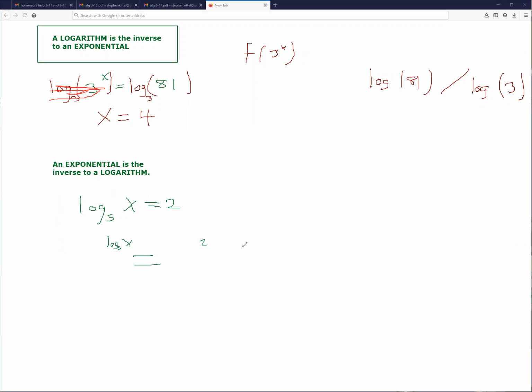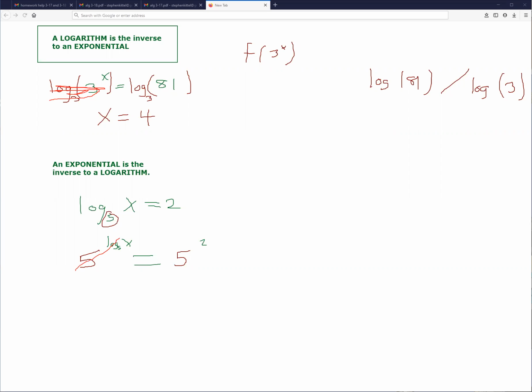So what we're going to do is we're going to say, well, the base of our logarithm is a 5. So if we're going to use an exponential to solve this, the base of the exponential should also be a 5. We're going to do 5 to the on both sides. So if we do 5 to the on both sides, the 5 to the log base 5 part will cancel.